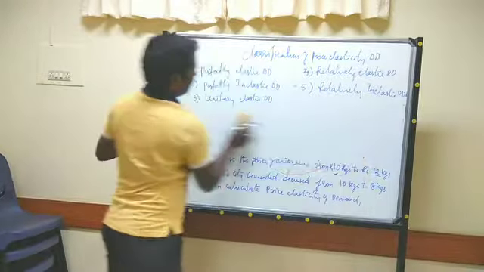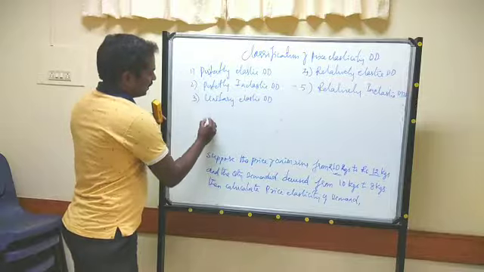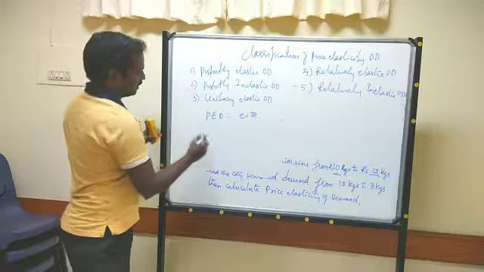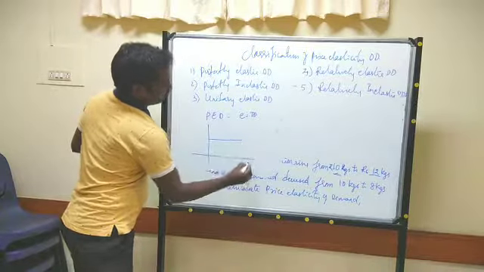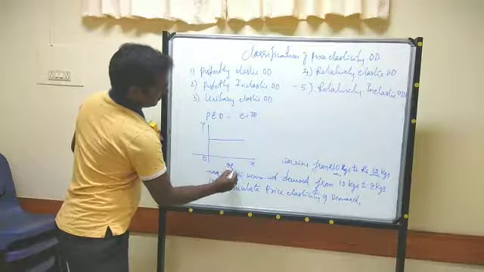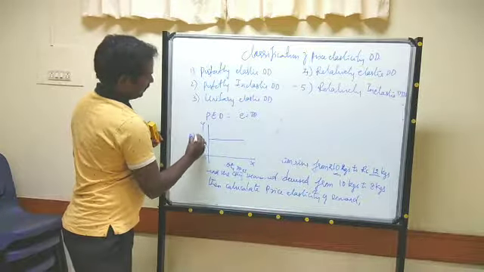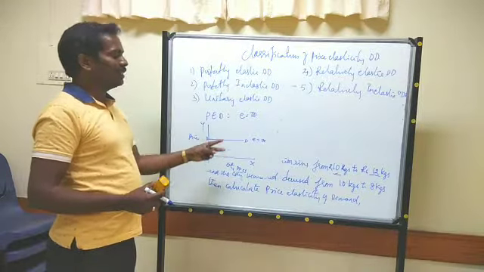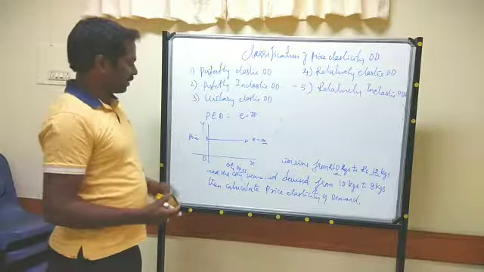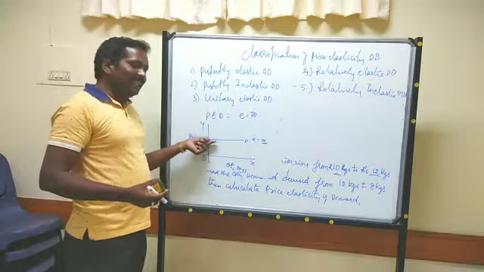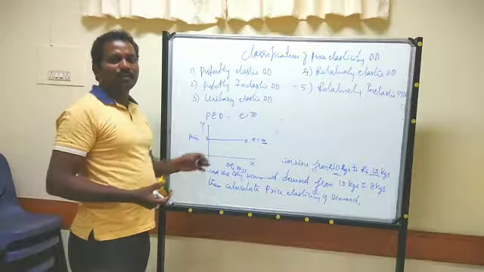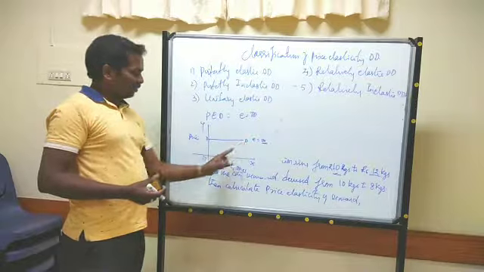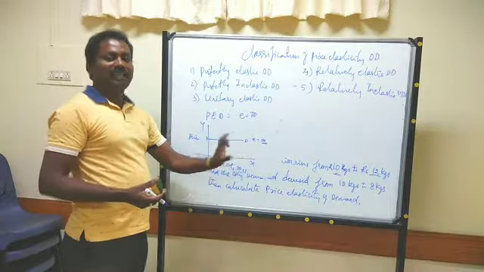So what is perfectly elastic demand? Perfectly elastic demand means elasticity equals infinity. In this case, the diagram goes like this, a horizontal straight line. The Y-axis is the price, and the X-axis is quantity demanded and supplied. A small change in price leads to infinite quantity demanded. If there is a small increase in price, the total quantity demanded would be reduced, and a small decrease in price gives infinite quantity demanded. In this case, the demand curve is perfectly horizontal, or perfectly elastic demand.